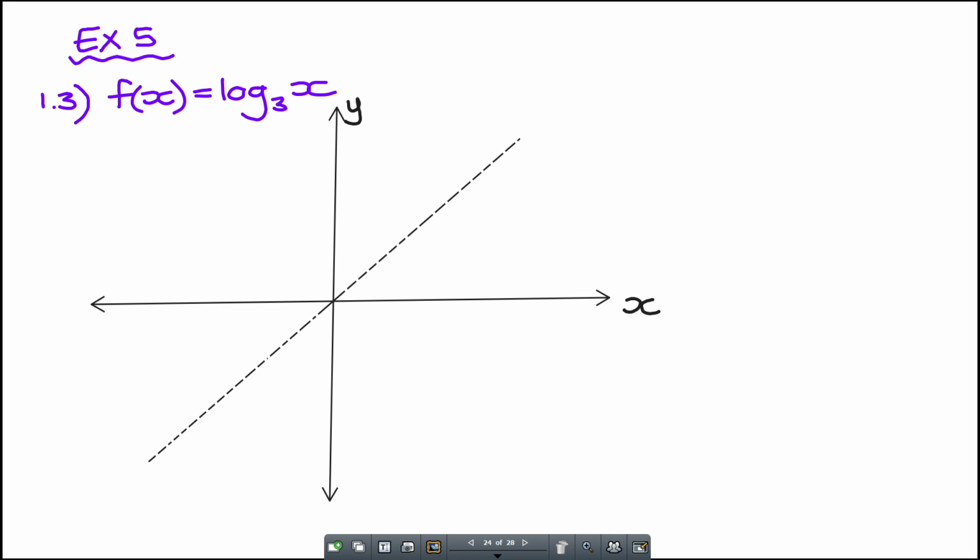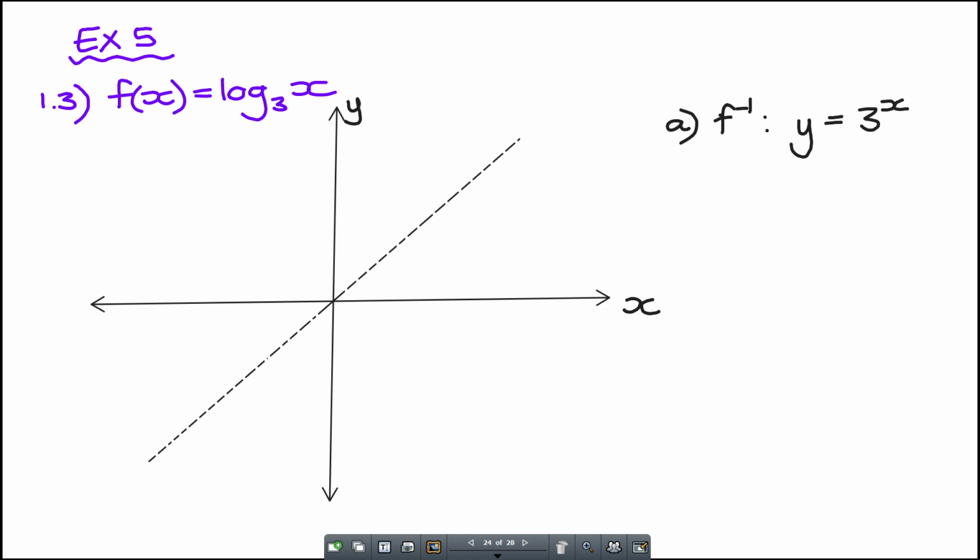Skryf die vergelyking van die inverse in die vorm y is gelyk aan. Alright, so a. The inverse would then be, onthou, as ek hierdie gaan skryf in eksponensiële vorm, ja, jy gaan hê, y is gelyk aan 3 tot die mag x. Do you guys want me to show how you got there? You good. Okay, dan B.